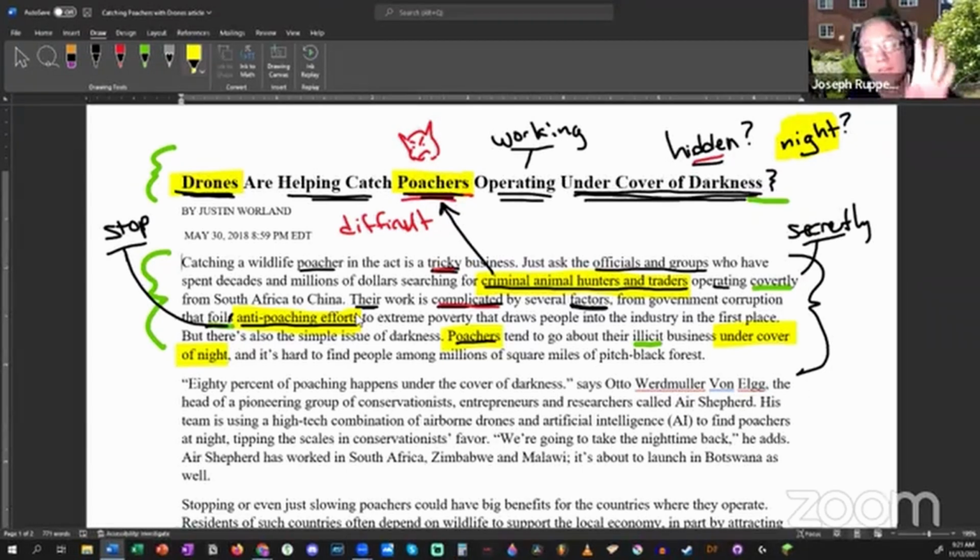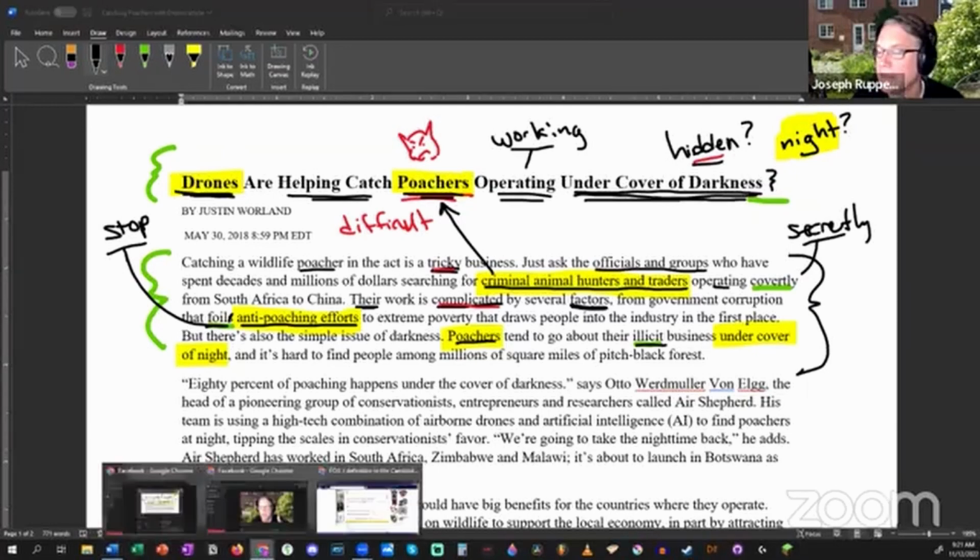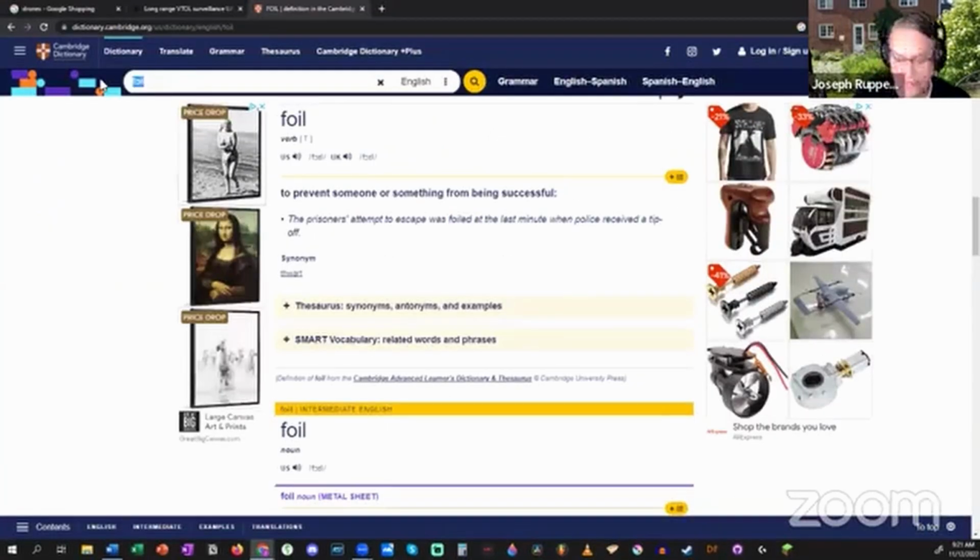Well, that's fine for this first paragraph. What do we understand here? There's nothing here about drones. Oh, I'm sorry. One last thing. Illicit. Wanted to mention illicit. But there's also the simple issue of darkness. Poachers tend to go about their illicit business under cover of night. So let's go ahead with illicit here.